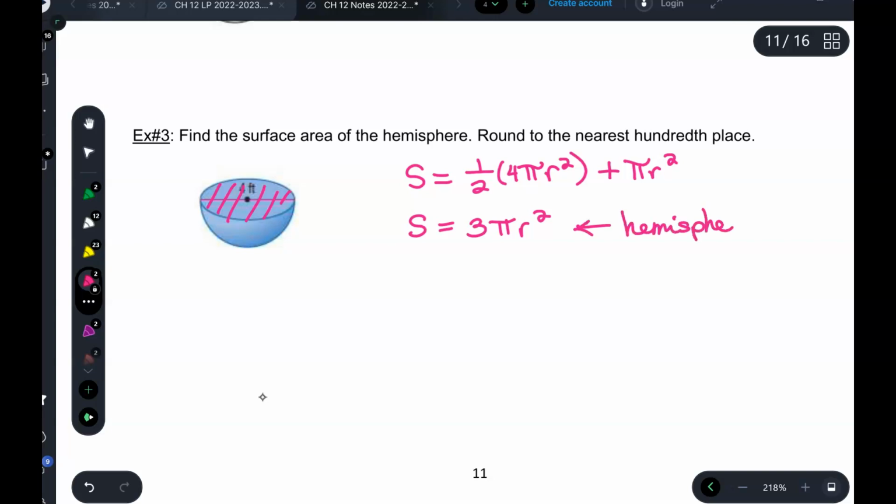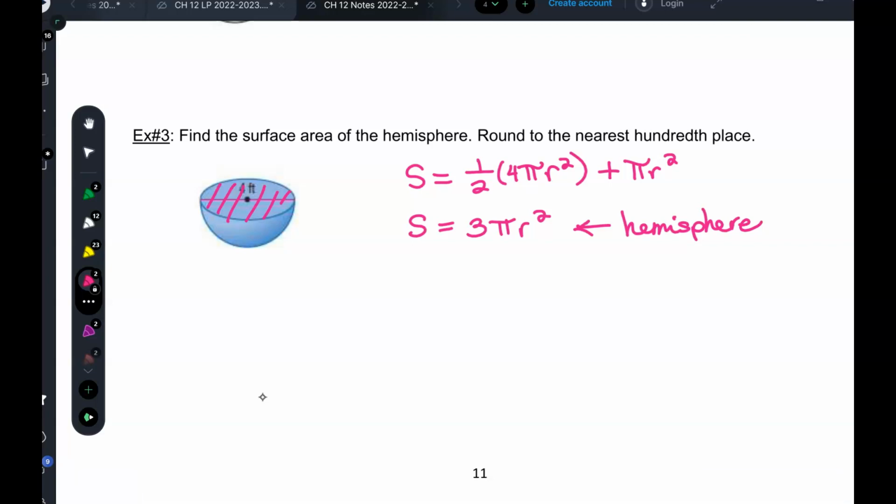Why wasn't this included in the lesson? This is the lesson. I'm not going to give you a separate formula for hemisphere. You have to be able to figure that out. The bottom is half of the sphere, and then picture it's a solid shape. You have a lid on that bowl that's adding another pi r squared. So anytime I ask you for the surface area of a hemisphere, it's just 3 pi r squared.